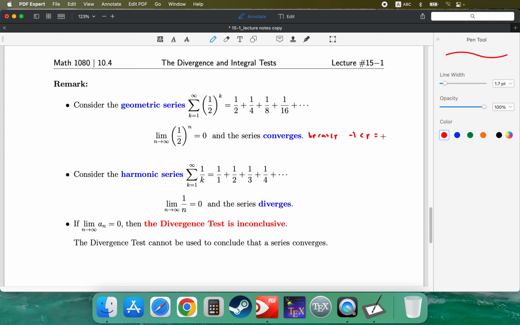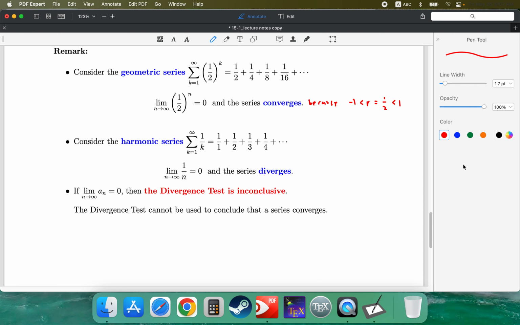Your ratio is between -1 and 1. Okay, now let's check the limit of the nth term. And right here, the limit of the nth term, of course, will be 0. You multiply 1/2 by itself infinitely many times, so it will be 0.